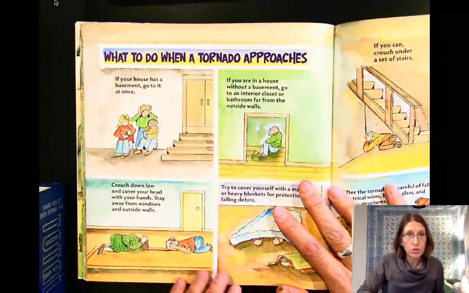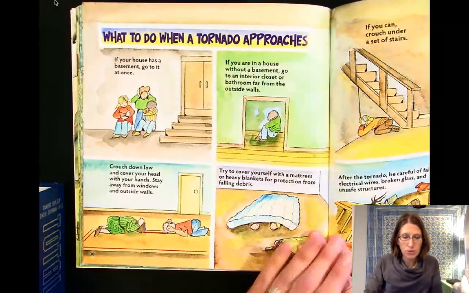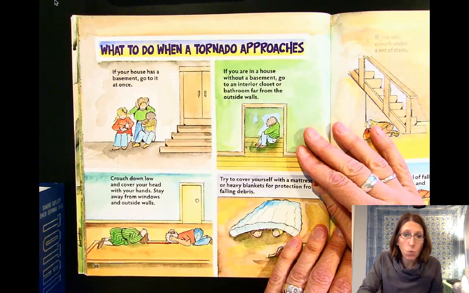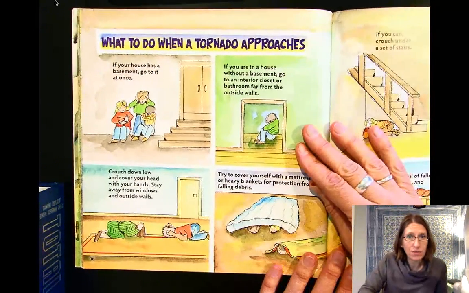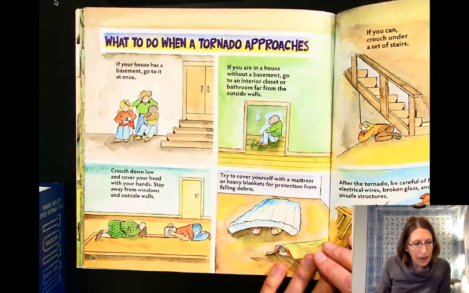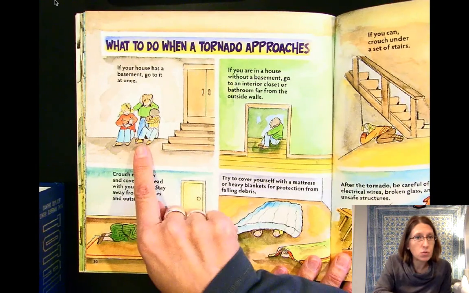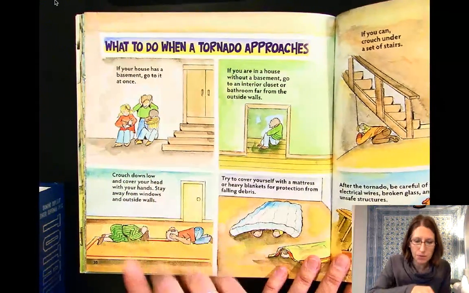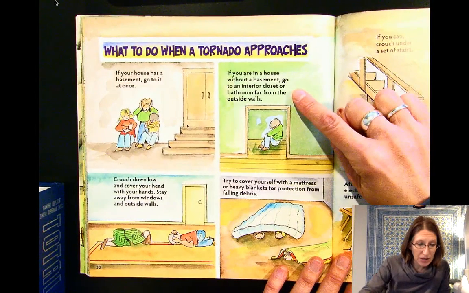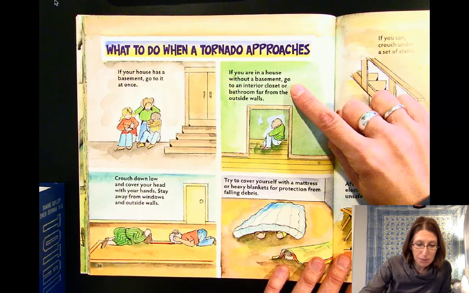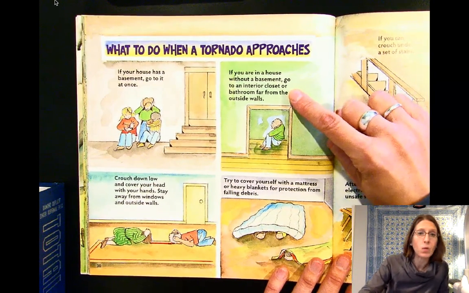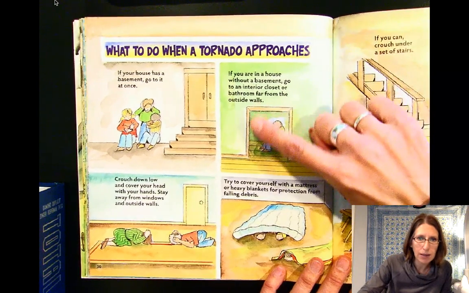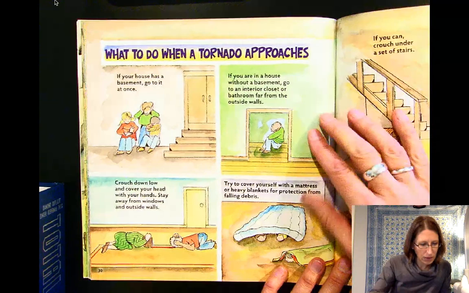What to do when a tornado approaches. All right, so I mentioned this book has some kind of frightening pictures in it, but we can be safe in a tornado if we follow the guidelines. If your house has a basement, go to it at once. So basement is a safe place because it's kind of underneath the ground. If you're in a house without a basement, go to an interior closet or bathroom far away from outside walls. So you want to be away from those outside walls and be like in the most interior of your house.